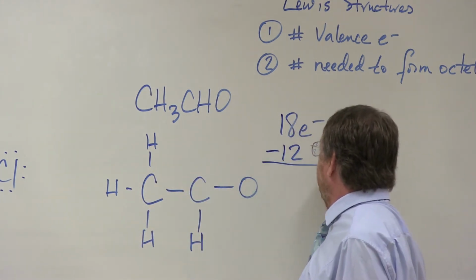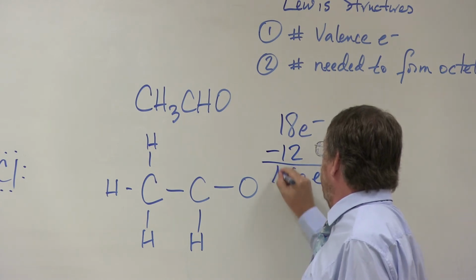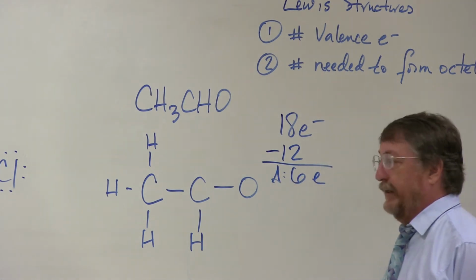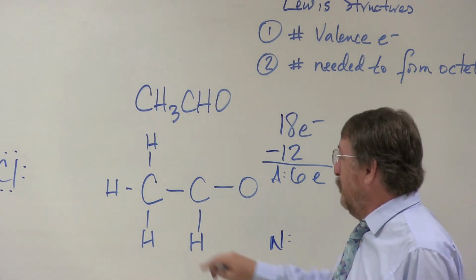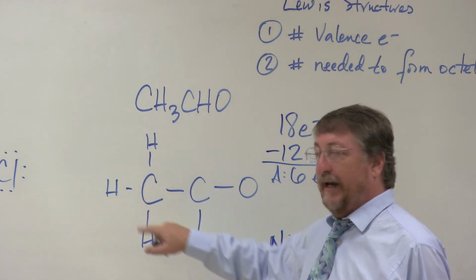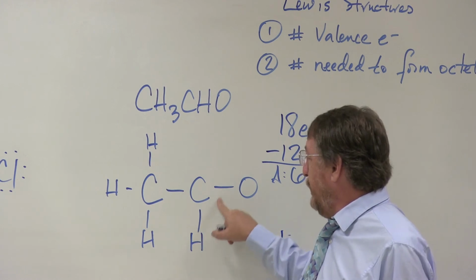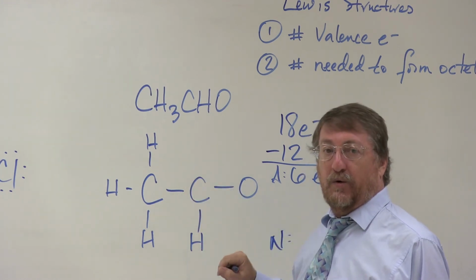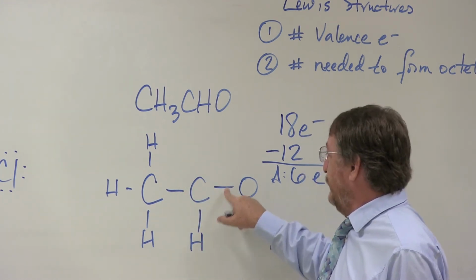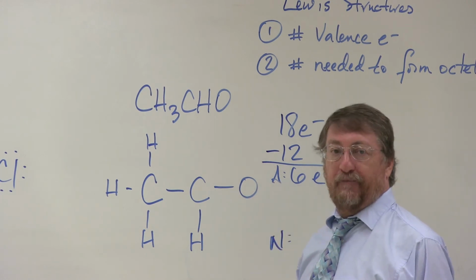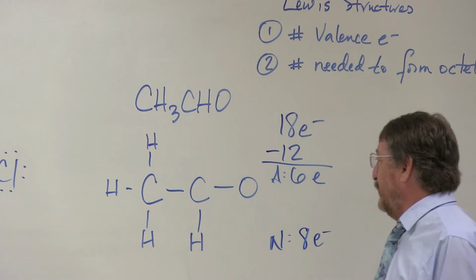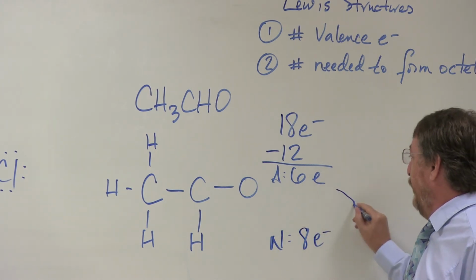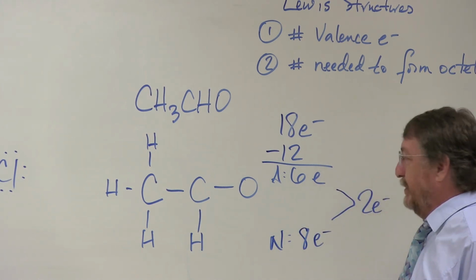Subtract that off. That tells me the number of electrons available to complete the octets. Now I'm asking, how many do I need? Well, this carbon has 2, 4, 6, 8. It's happy. This carbon has 2, 4, 6. It needs 2 more. This oxygen has 2. It needs 6 more. 2 plus 6 is 8. So we need 8 electrons. We have 6 electrons. The difference is 2 electrons.